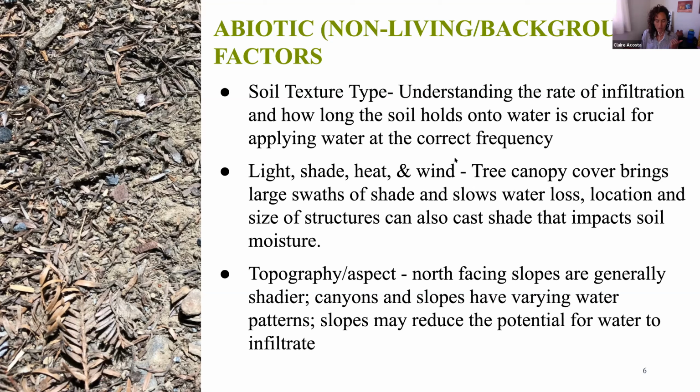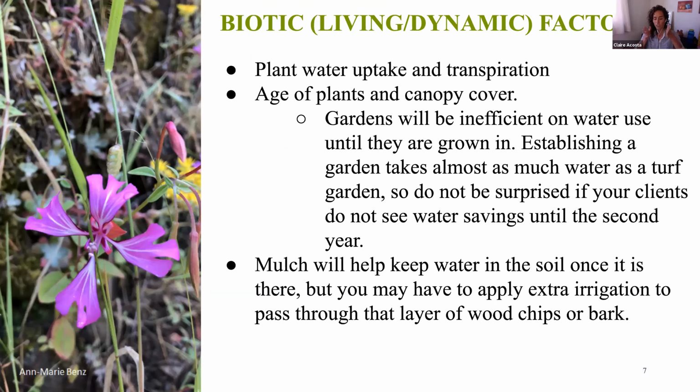So biotic factors, which are kind of living, dynamic factors, are things like plant water uptake and transpiration. Plant water uptake is the rate at which the plant takes up water through its roots and moves it through its tissues. And transpiration is the water lost through the leaves of the plant. They lose water through the bottom side of their leaves, through openings usually called stomata, which open and close. And they transpire moisture out of their system.